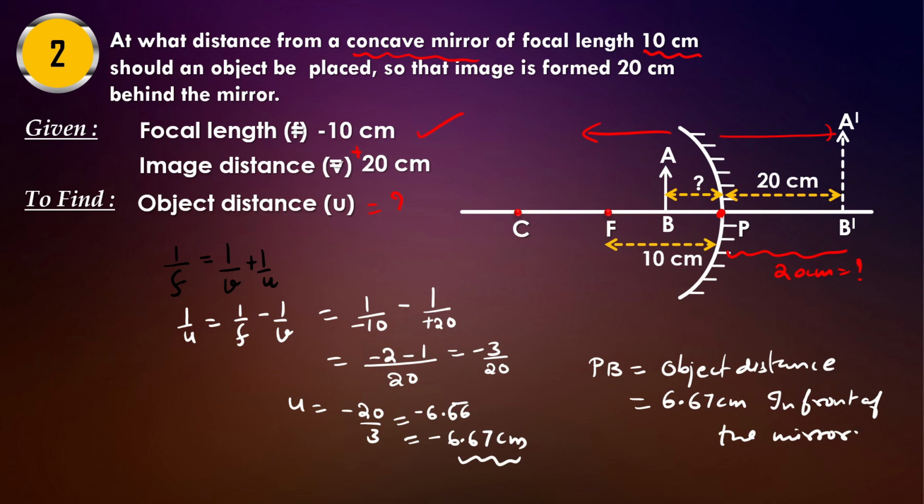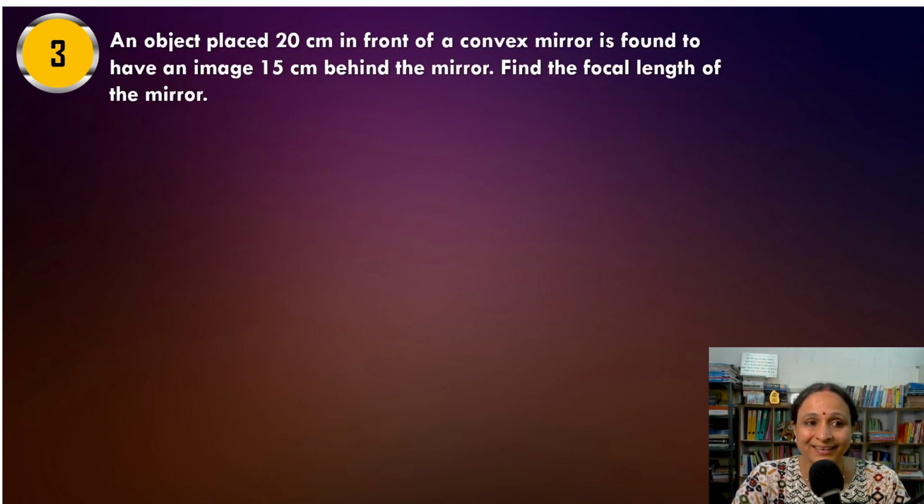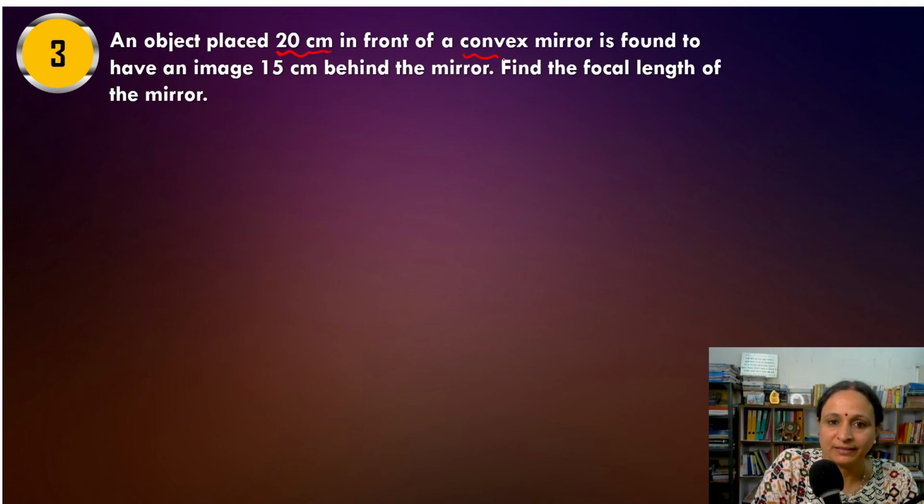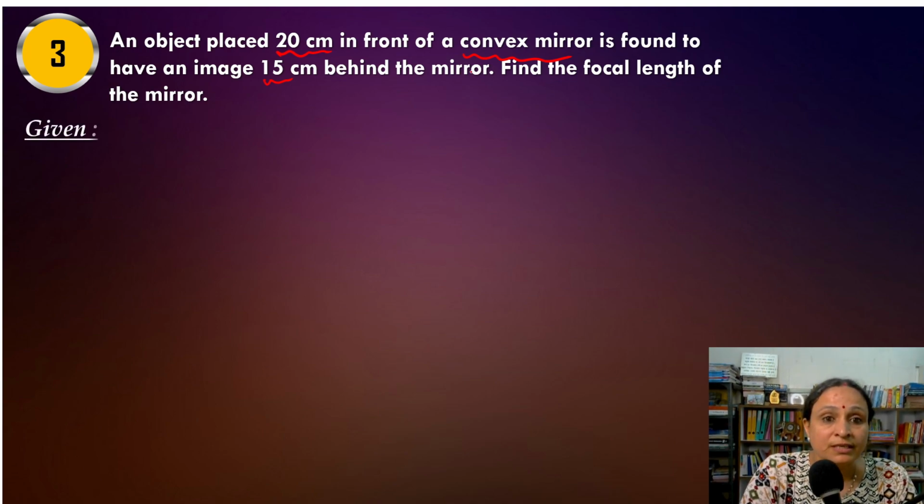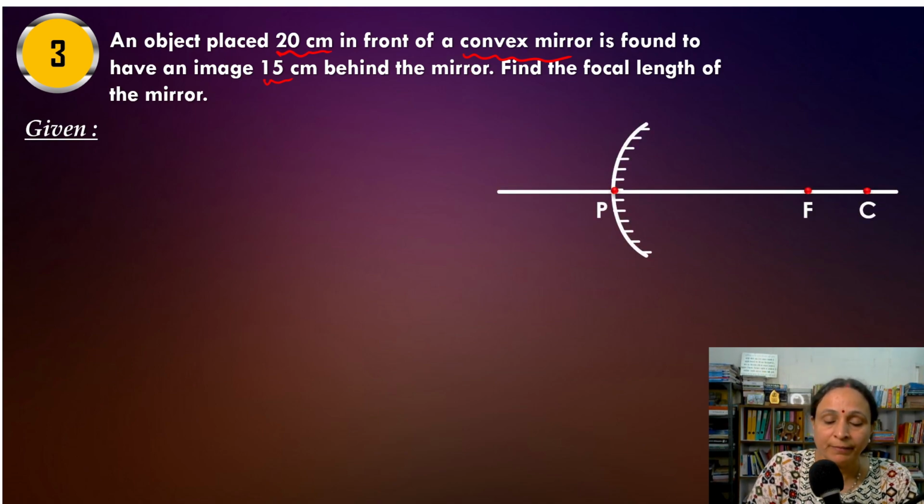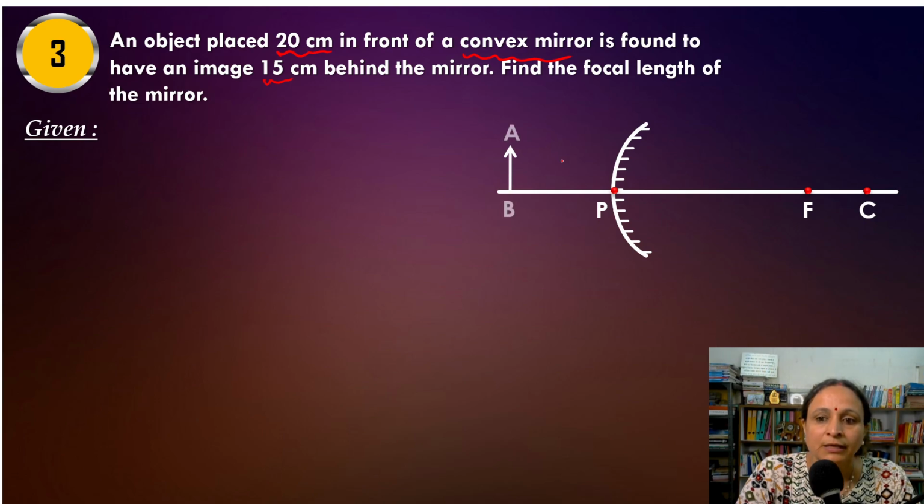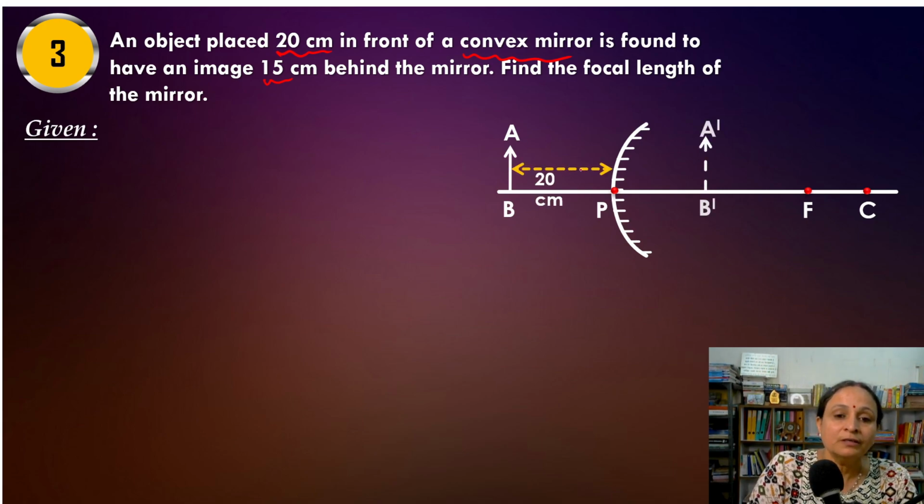Okay, great. Third question has come. An object is placed 20 centimeters in front of a convex mirror. It is found to have an image 15 centimeters behind the mirror. Find the focal length of the mirror. What does it give? Convex mirror. Convex mirror means the object should be placed here. It also has the focus and the center of curvature. Object is placed 20 centimeters in front of the mirror, and where is the image formed?